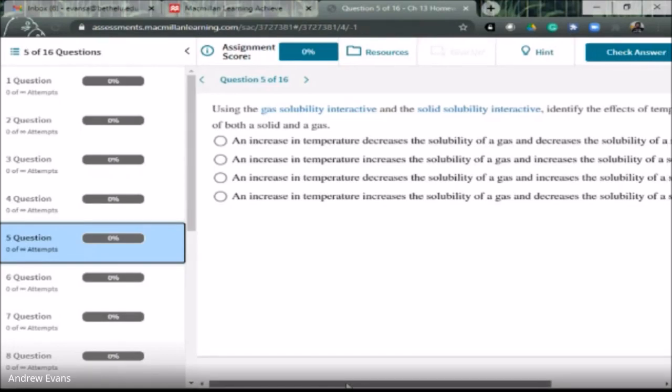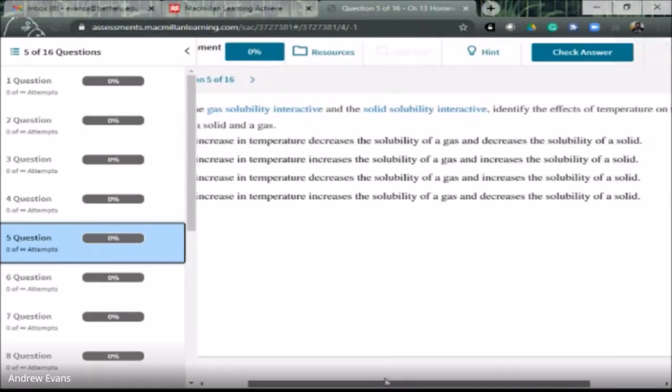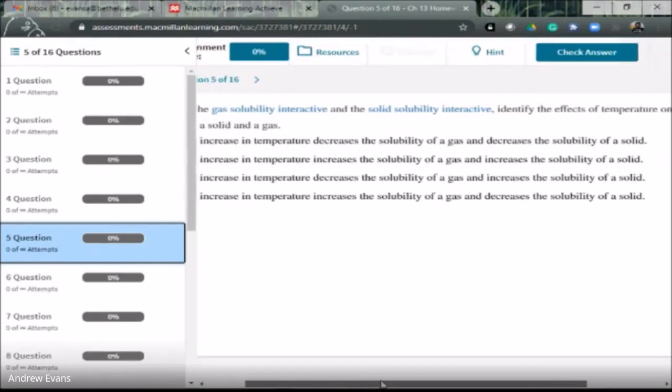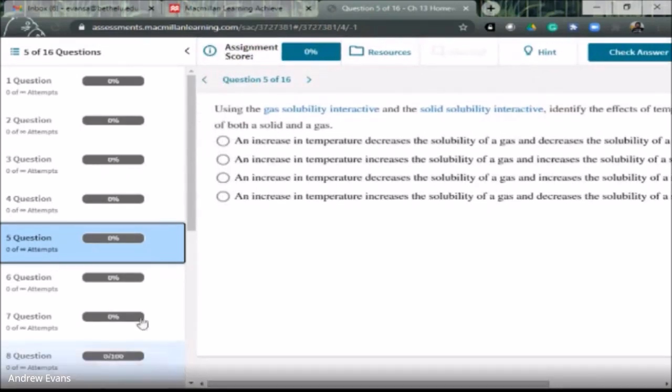So solubility of gas, you'll see a decrease in the solubility of gas, and an increase in the solubility of a solid most times. But try the interactive, take a look.